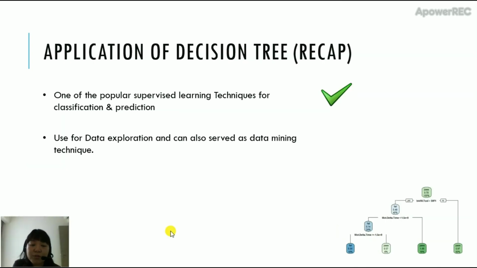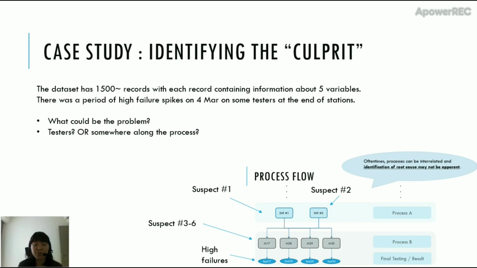So now we're going to talk about how I use decision tree for data mining to solve a mystery. So there's this case study where we have to identify the culprit. I have a data set with me, a real data set of 1,000 over records. And there was a period recently, in March, where there was a high failure spike in some testers at the end of the stations. So we were scratching our heads, what could be the problem?